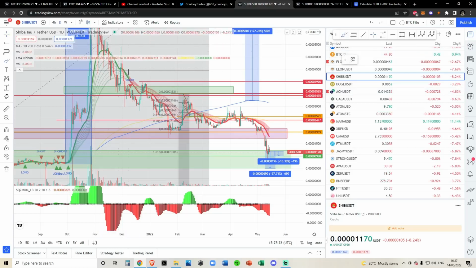Since we topped out at the all-time high up here, the EMA ribbons have flipped bearish, and every time we come into them, we get rejected and we move back lower.